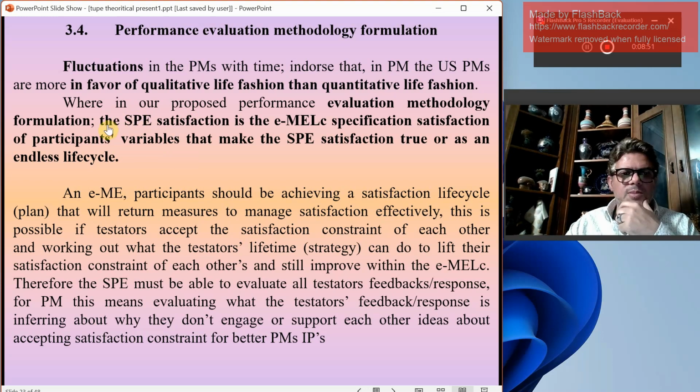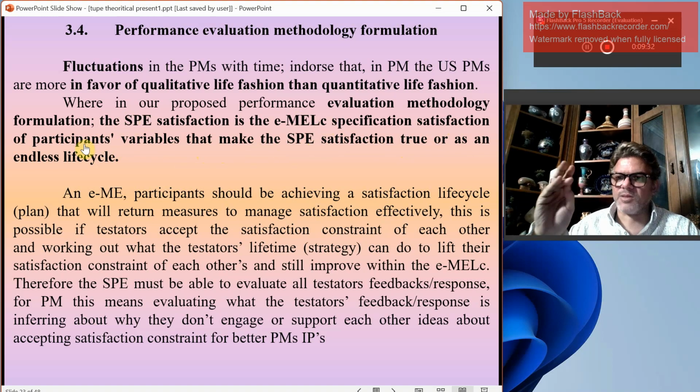So the satisfaction performance evaluation satisfaction is the e-marketing electronic life cycle specification: satisfaction of participants, variables that make the satisfaction performance evaluation satisfaction true, or an endless life cycle, which is sustainability. Let's say it again. When we talk about satisfaction performance in the life cycle, it's going to be the participants: the user satisfaction, the business satisfaction, the product satisfaction. So if the satisfaction performance evaluation is true or endless, these variables have to be satisfied.